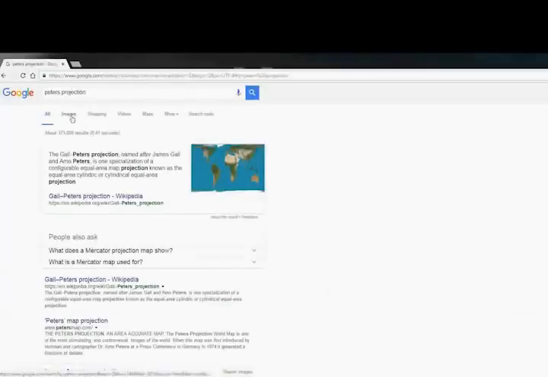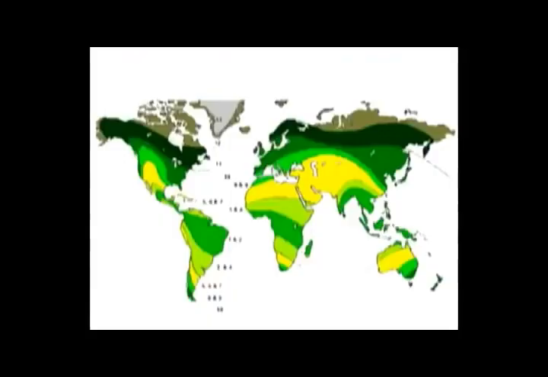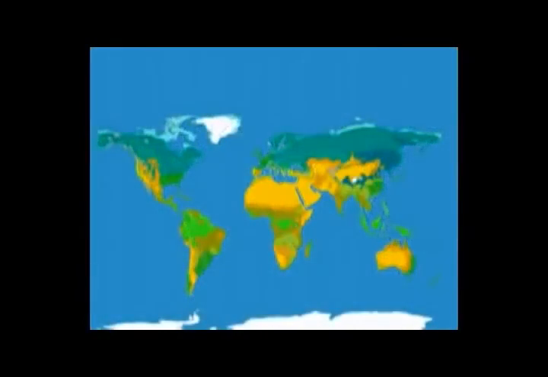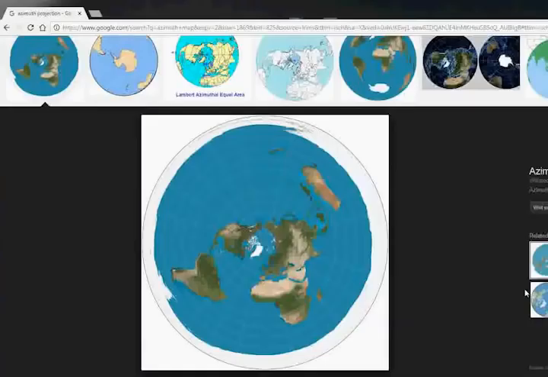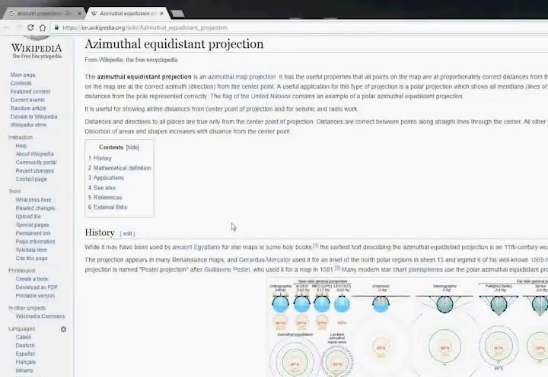There are other map options too. Google could be using the Peters projection, which is far more accurate because at least Peters tried to draw the countries more true to their size. Why in 2016 does Google still use this ridiculous map? So is there a map that accurately shows the size of countries? Of course there is. This map is called the azimuth equidistant map. This map projects the countries on a circle, each one being the correct distance in relation to the center point, the North Pole. The Egyptians used this map for stellar maps.